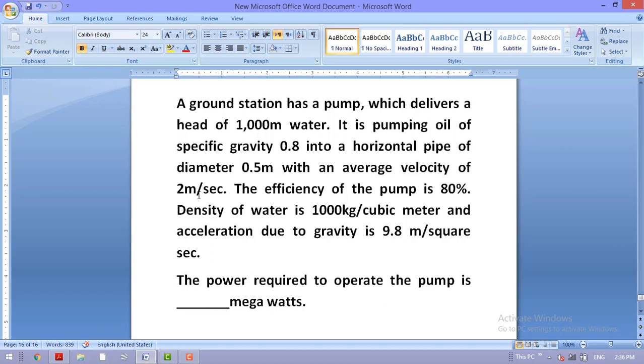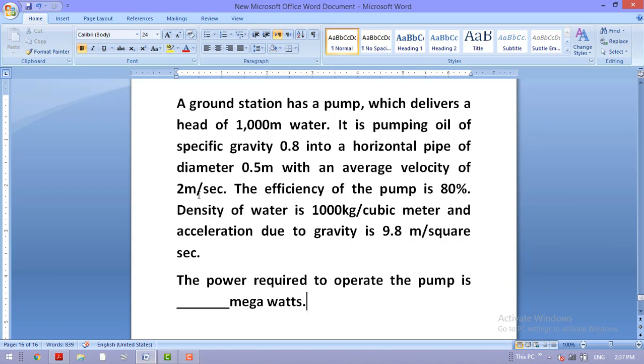So the question is: a ground station has a pump which delivers a head of 1000 meters of water, which indirectly means that after leaving the pump the water has a height of 1000 meters, and it is pumping oil of specific gravity 0.8 into a horizontal pipe of 0.5 meter diameter with an average velocity of 2 meters per second. The efficiency of the pump is 80%, the density of water is 1000 kg per meter cube, and the acceleration due to gravity is 9.8 meters per second square. Finally, he is asking us to find the power required to operate the pump in megawatts.